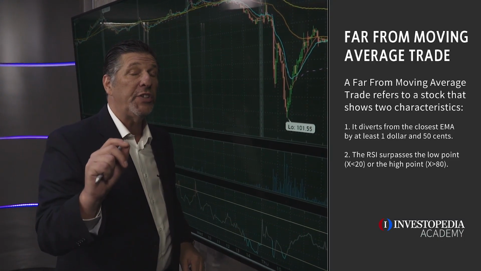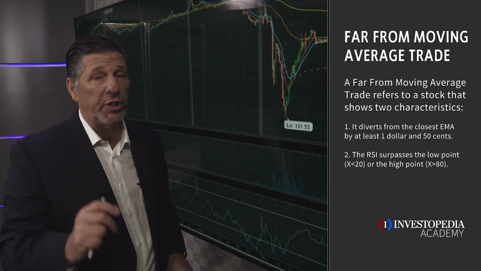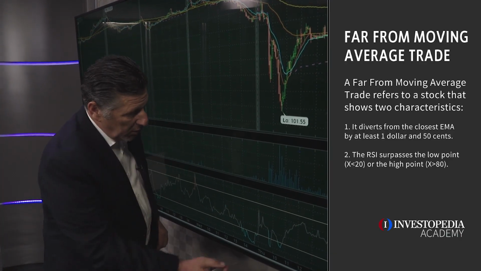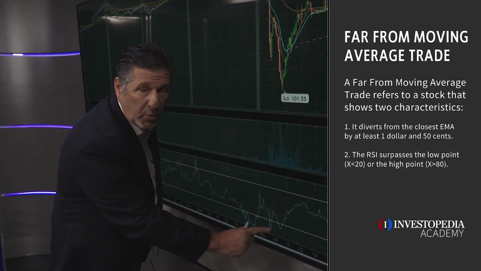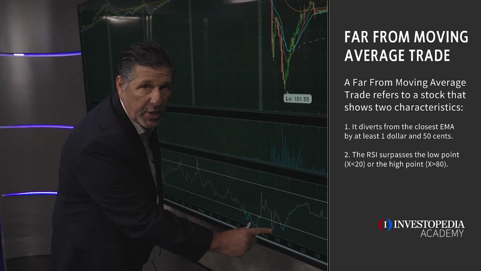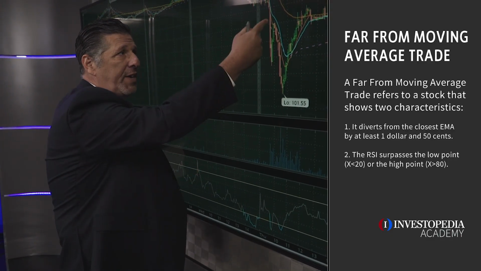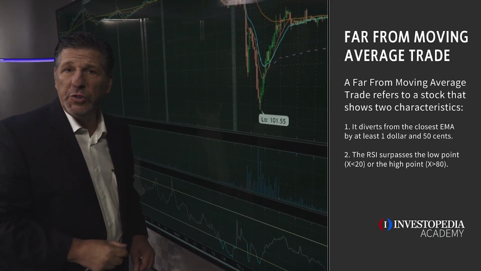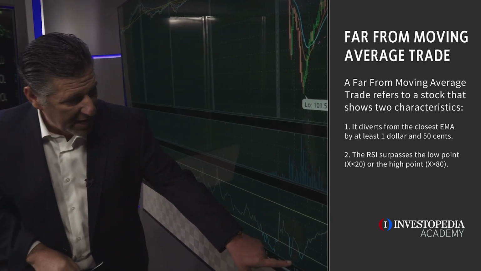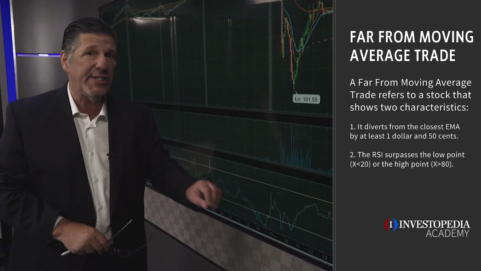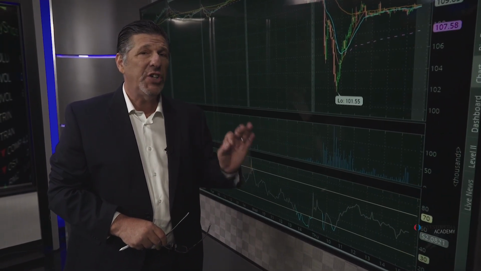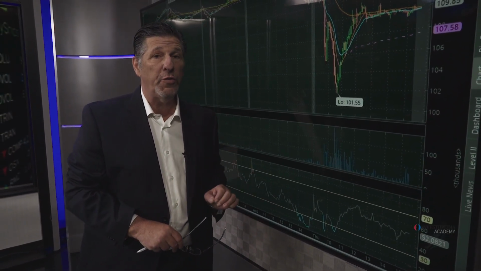But here is when we're going to start using our relative strength, as we talked about in an earlier lesson. We are looking for a relative strength index of less than 20 when we start to look for a far from moving average trade. So two criteria. One, the stock is at least $1.50 away from the closest moving average. And two, we have a relative strength index below 20. This is alerting us that there's going to be a reversal in the stock. So let's talk about how we actually execute this trade.